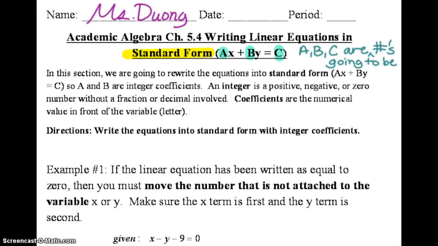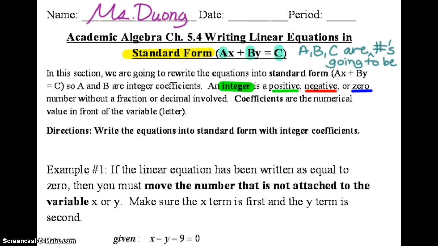So, moving on. In this section, we're going to rewrite the equations into standard form. Again, ax plus by equals c. So a and b are integer coefficients. If you don't know what integer coefficients are, let's back up for a sec. Integers could be a positive, a negative, or 0. So a positive number, a negative number, or 0.